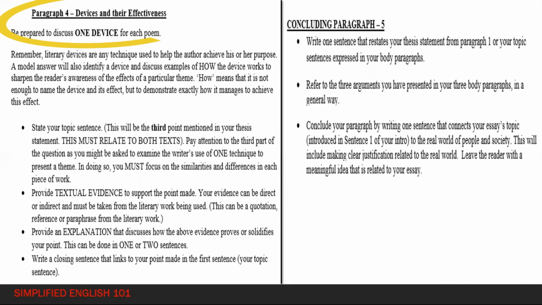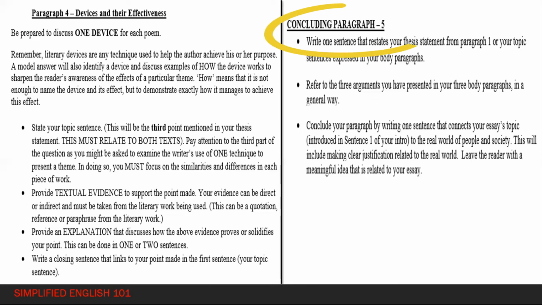For your last body paragraph, you will be focusing on the devices and their effectiveness, or you might be asked to look at a technique used and their effectiveness. Either, be prepared to discuss a device or a technique and their effectiveness. Now, you're going to be using the same outline, the PEEL technique, which is making your point, your topic sentence, providing evidence or explanation, and then your closing sentence.